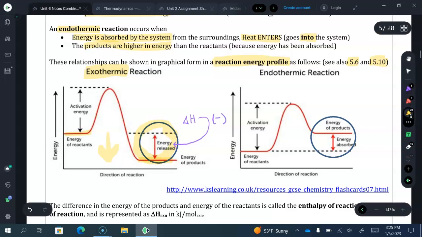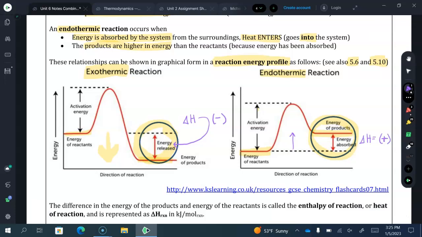On the other side, where we have our endothermic reaction, we see our activation energy, but we see that the energy of the system is increasing. So reactants increase as they get to products. So we have an increase in the energy. So energy is being absorbed, so it goes up. So our delta H, or enthalpy of this reaction, would be positive because it is absorbing, that system is absorbing energy.